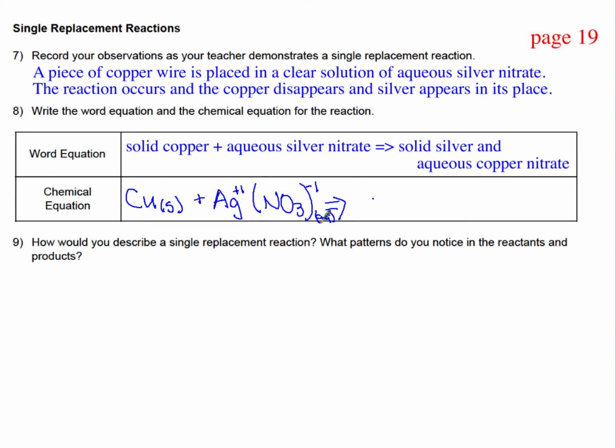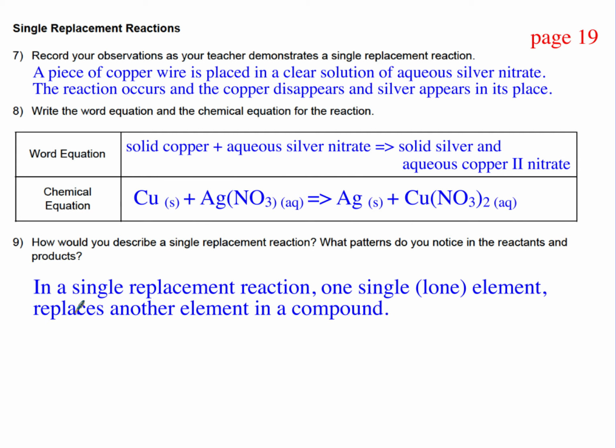And solid silver, which is Ag, solid, plus aqueous copper, and this is supposed to be copper 2 nitrate. So this is going to be a little trickier. Cu(NO3)2. And then how would I describe it? Well, that's pretty simple. It's a single replacement reaction. One single lone element, in this case the copper, switches places with the silver, and it forms copper nitrate and solid silver, because the silver gets kicked out.